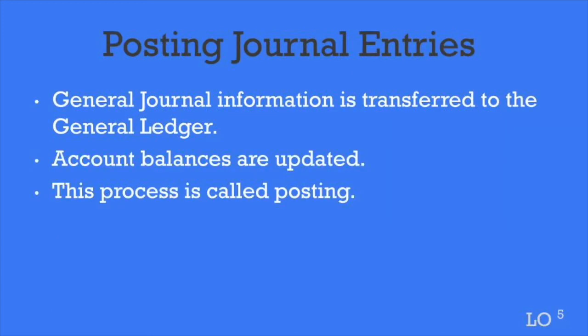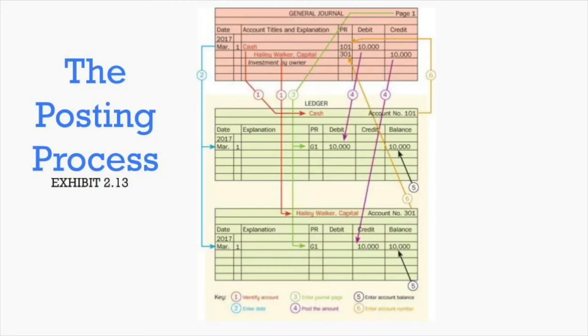The general journal information is really transferred then to the general ledger, and the account balances are updated, and this process is called posting. And normally this is done on computer these days. So let's take a look at this. Okay, here's the posting process. Here's the general journal that we just looked at for the first entry, cash and Tilley Walker Capital, $10,000. So we go to the ledger for cash, and we see $10,000 debit or an addition of cash. So this is recorded in.